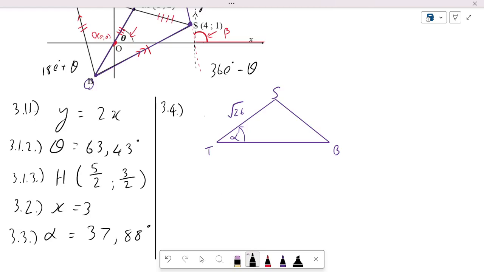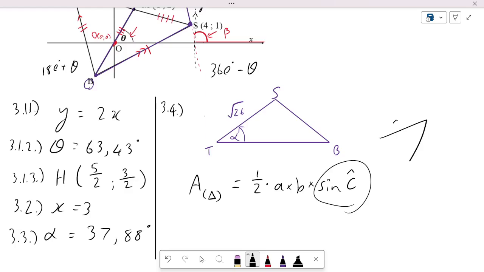The area of a triangle is going to be equal to a half multiplied by A times B, multiplied by the sine of our angle in between. Which means in our case, let's say for example this is going to be A, this is B, and this angle C has to be in between those sides. That's what we need to note over here. So we have angle C, and then this must be A and B.